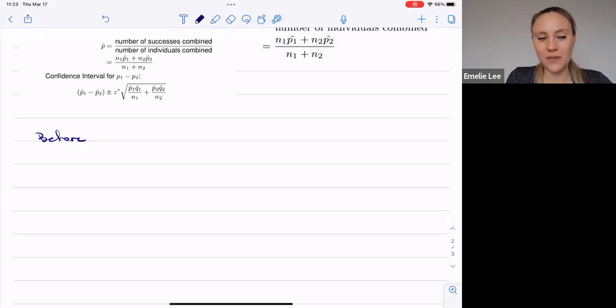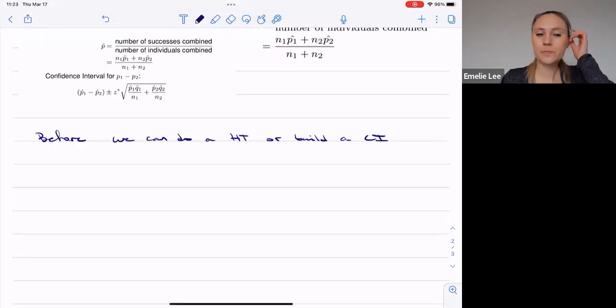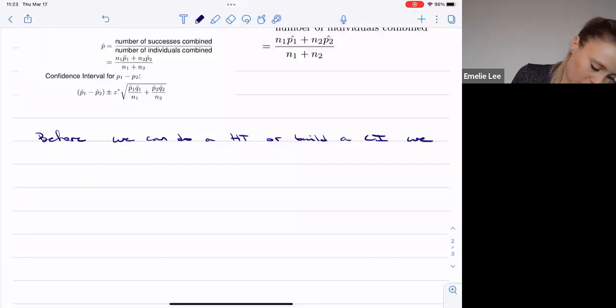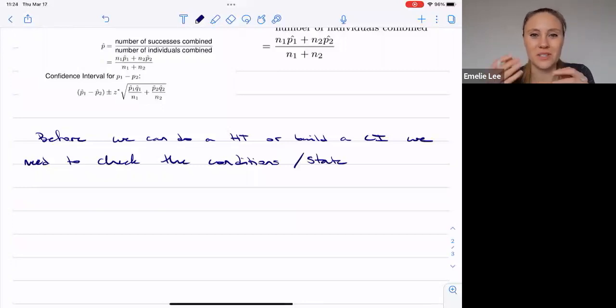Before we can do a hypothesis test or build a confidence interval, we need to check the conditions or the assumptions. We need to check the conditions / state the assumptions, right? We saw that before where, okay, we're checking the conditions.